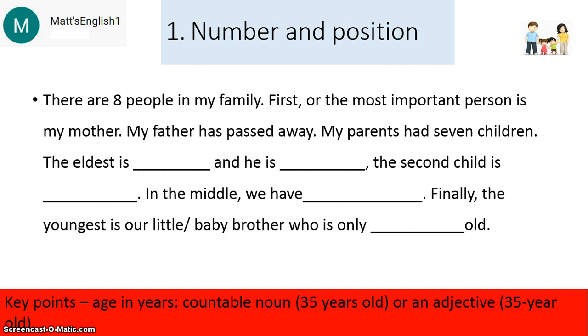There are 8 people in my family. First, the most important person is my mother. Sadly, unfortunately, my father has passed away. My parents had 7 children. Notice the use of the past tense here. This means my mother gave birth to 7 children, but my father is no longer with us.